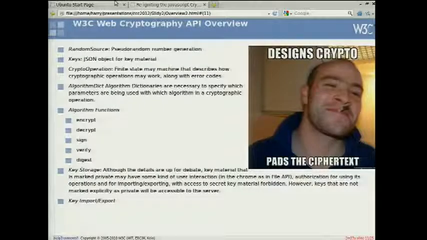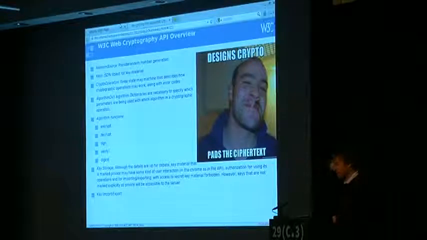I'm going to overview very quickly what the API does. We have pseudo-random number generation. We have keys, JSON objects for key materials. We have a finite state machine which defines crypto operations, asynchronously, and tells you when they fail and when they don't.